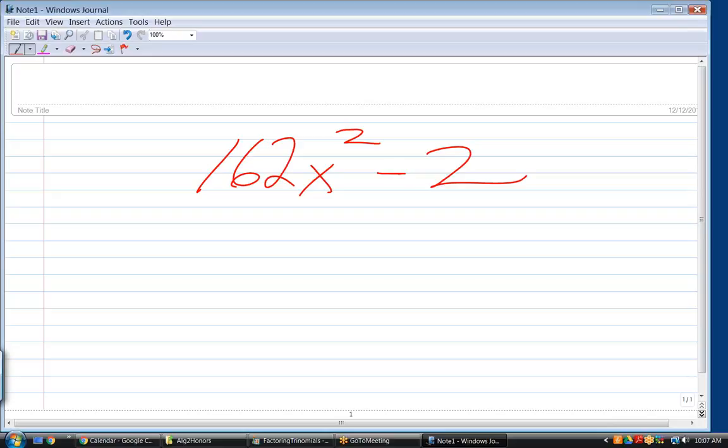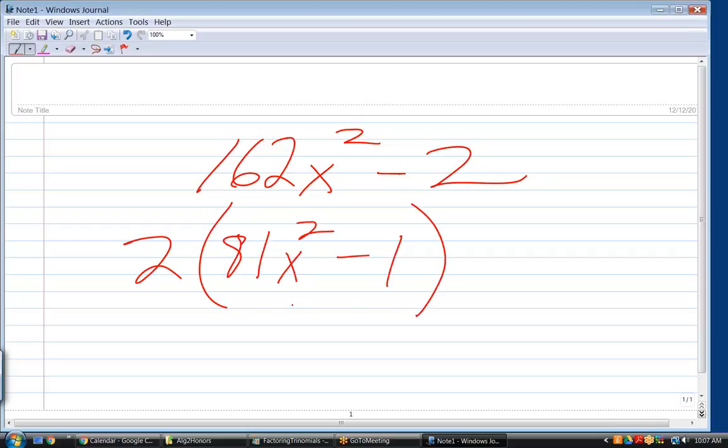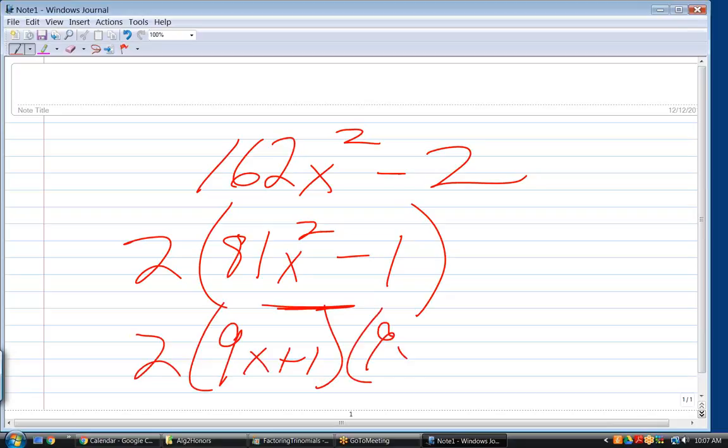It's the first step here. Factor out the 2. It leaves 81x squared minus 1. Taking half of an even number is relatively straightforward. You have to take half of that number and half of 16. And now, notice you have a difference of perfect squares in there. So then it's 2 times (9x plus 1) times (9x minus 1).